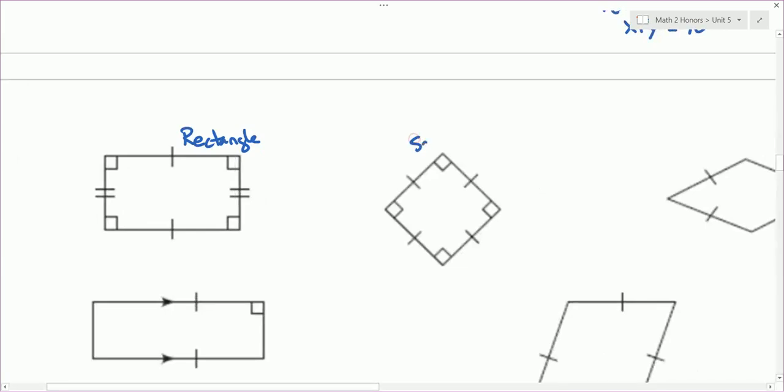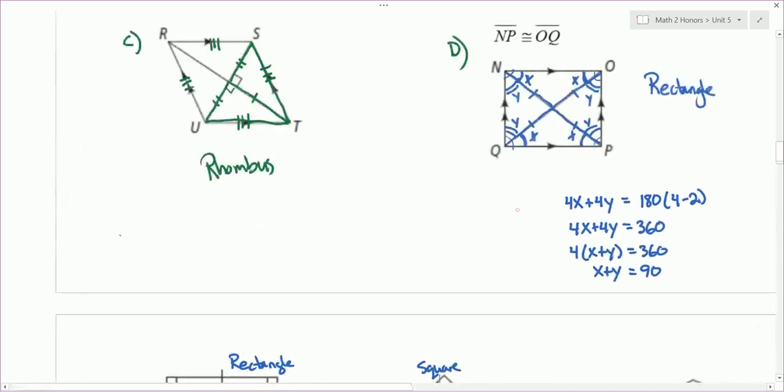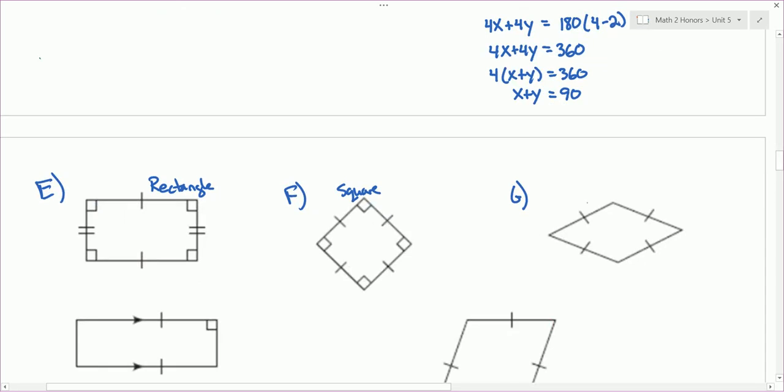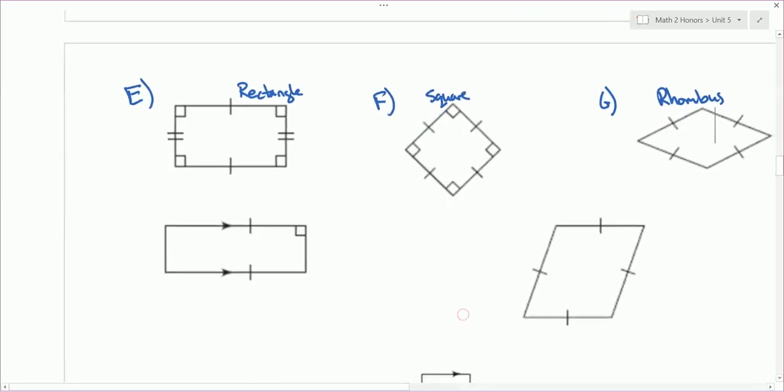We got a square here. Let me label these. So we did D, so this is E, F, call this G. And G, all four sides are the same, so that's a rhombus. Don't have to work as hard for these.